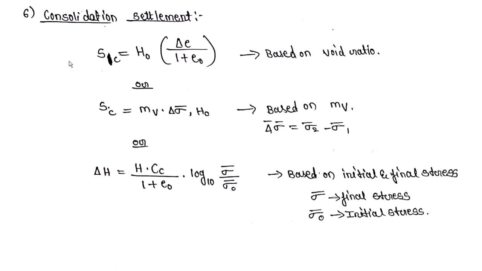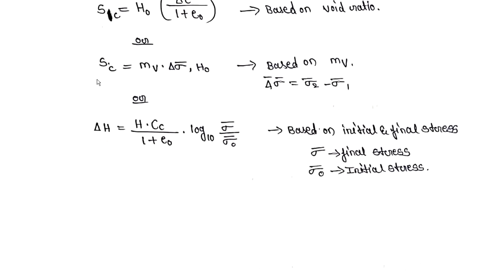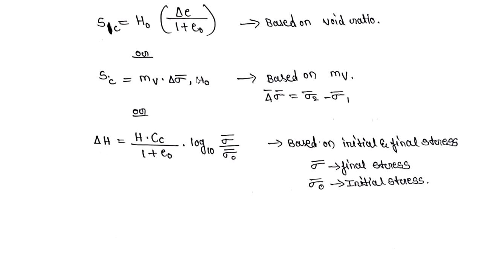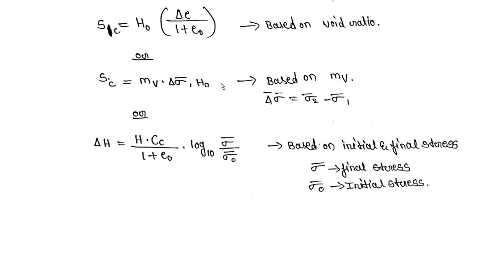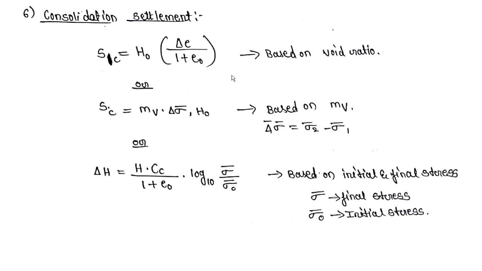So this formula is based on void ratio. Next, settlement based on the volume change, based on the mv. So based on the coefficient of volume change, there is another formula: Sc is equal to mv into delta sigma dash into H naught. So this is based on coefficient of volume change.